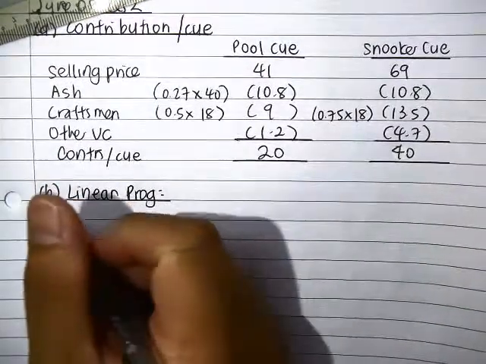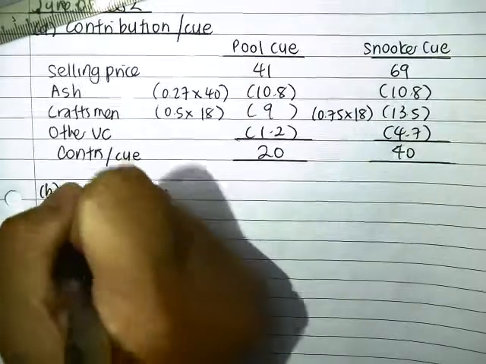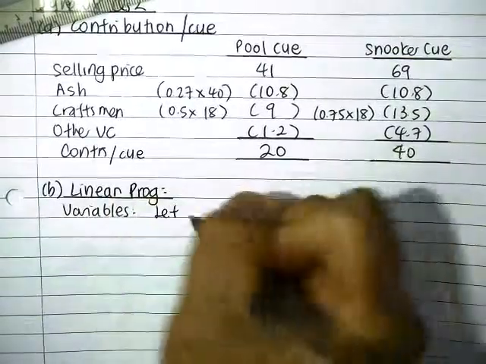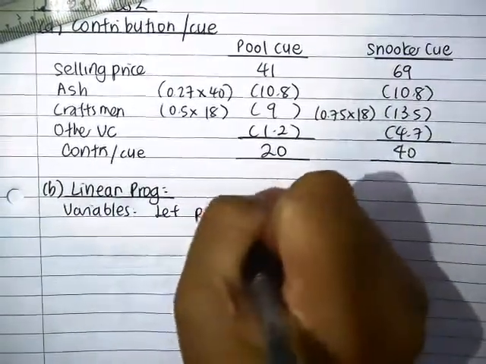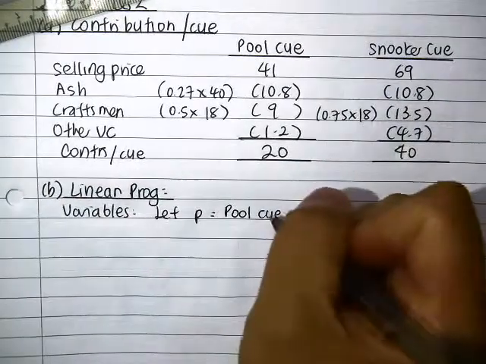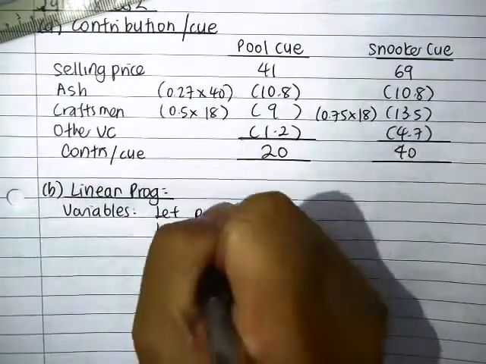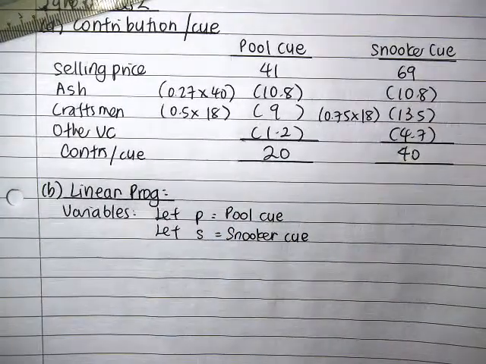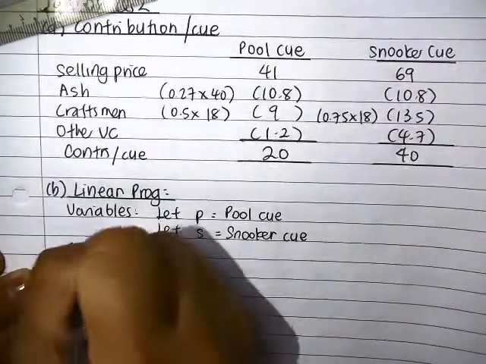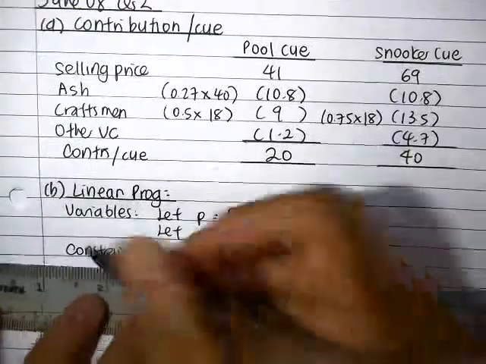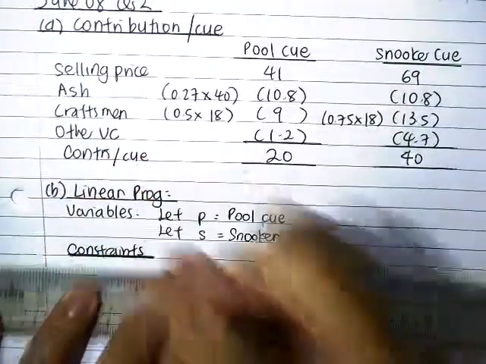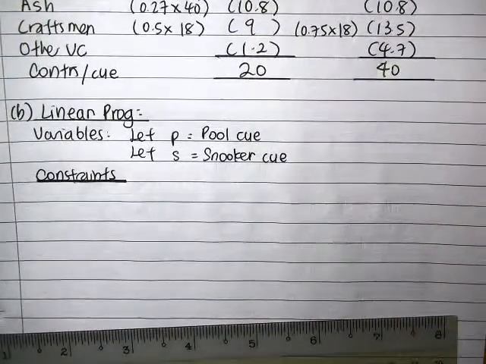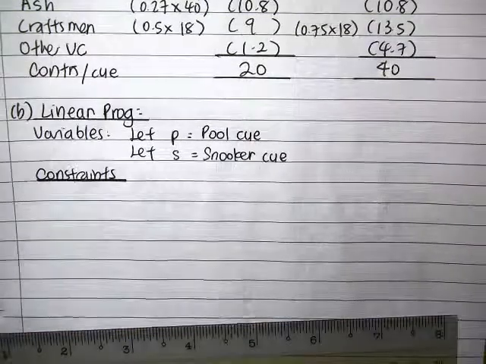Okay, so we need the constraint. So let's define the variable. Let P be pool Q, and then let S be snooker Q. Then you put down your constraint. So what constraint do you have? Ash.